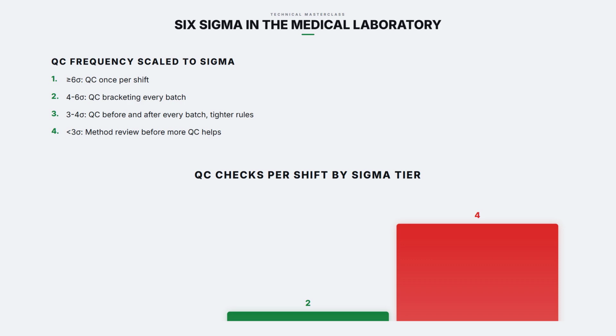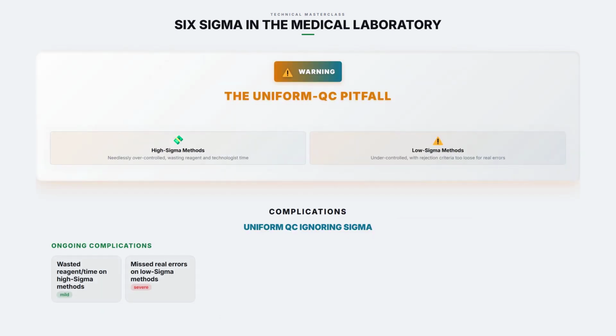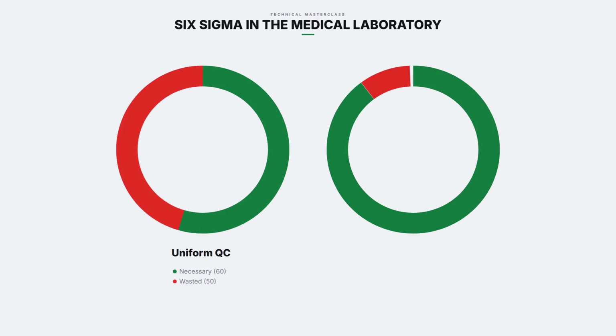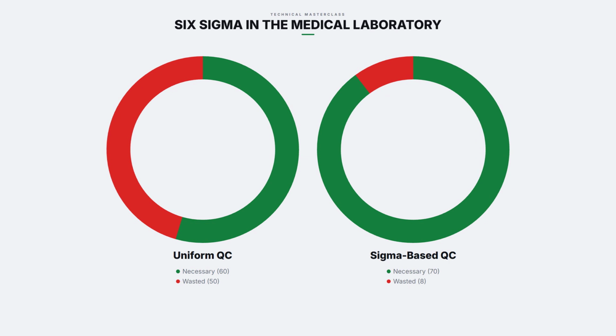Ignore this and apply uniform QC everywhere, and the failure mode runs in both directions. High sigma methods get needlessly over-controlled, burning reagent and technologist time on runs that were never at real risk. Low sigma methods get under-controlled, with rejection criteria too loose to catch errors that genuinely matter clinically. Labs that have made this switch report the pattern consistently. Total QC events per month actually drop overall, fewer wasted controls on high sigma analytes more than offsetting the added controls on marginal ones, while genuine error catch rates on the analytes that matter most measurably improve.